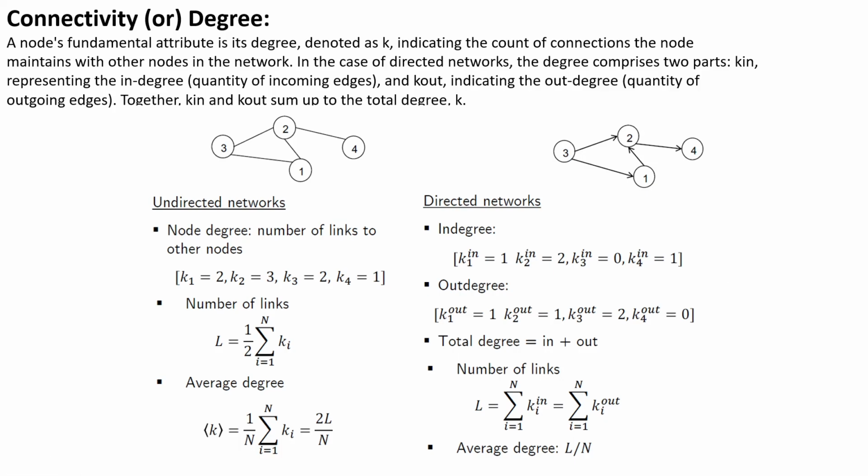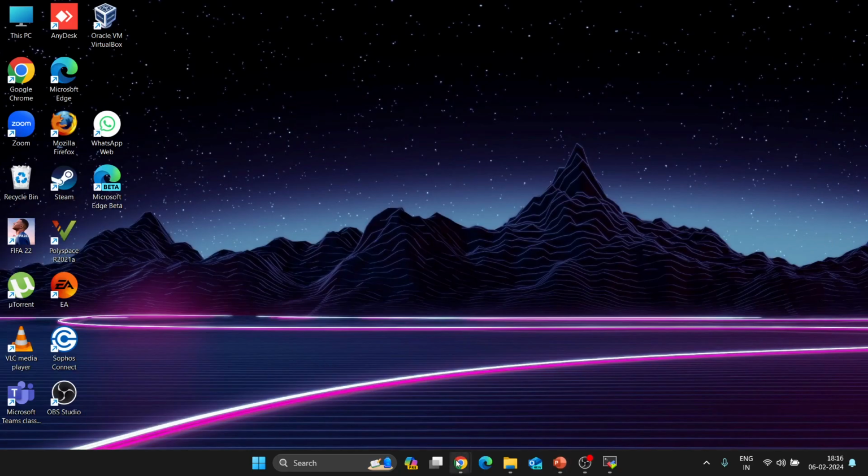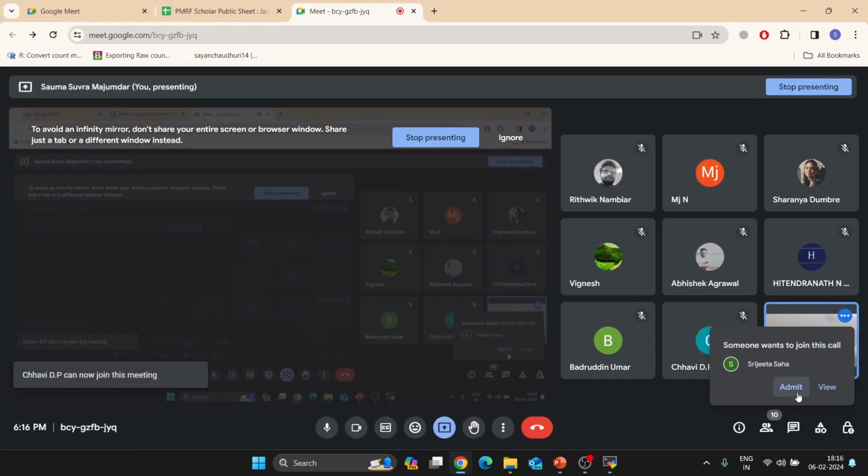We'll talk about some network parameters. I have tried to cover the maximum of the parameters that are required. I might have left out a few, but I suggest all of you focus on these parameters, because when you start studying graph theory, or any kind of networks, these parameters are your stepping stones for understanding how the network is working.